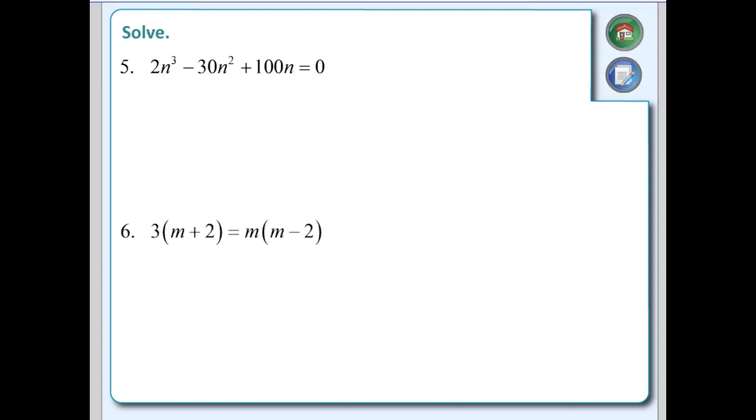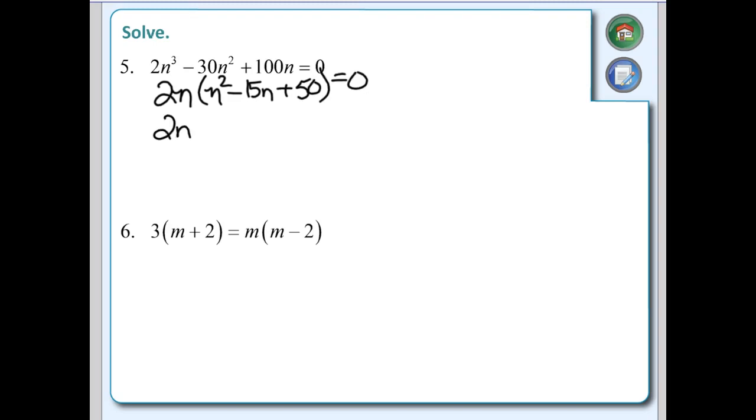When I look at number 5, I'm going there to factor. So when I go to factor, I look at it and I was like, rule number 1, is there a GCF? There is. We're going to factor out what? We're going to factor out a 2. We've also got to factor out an n. What are my factors that remain? Well, we're going to have n squared minus 15n plus 50 equals 0.